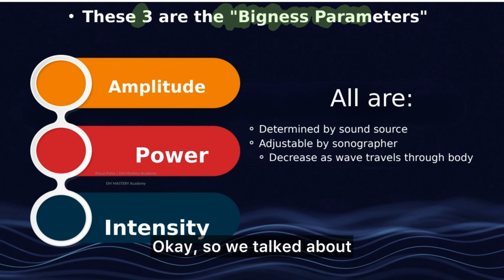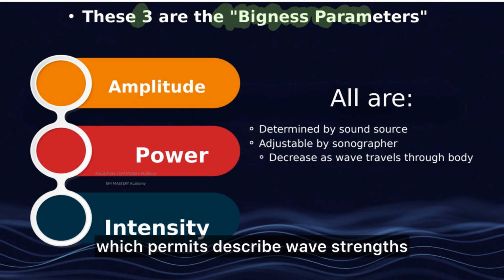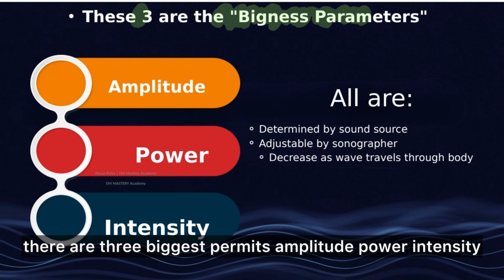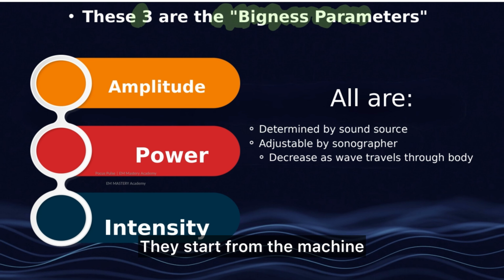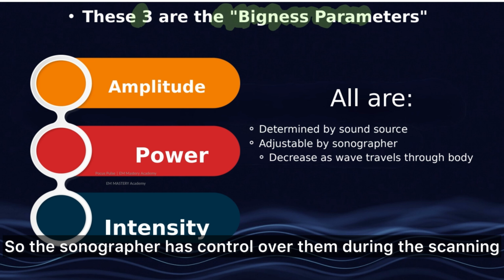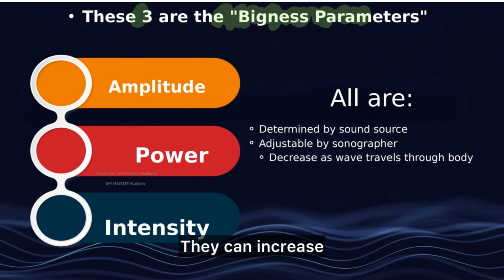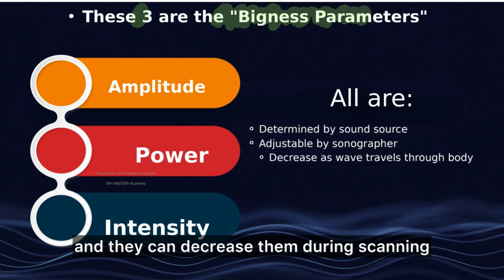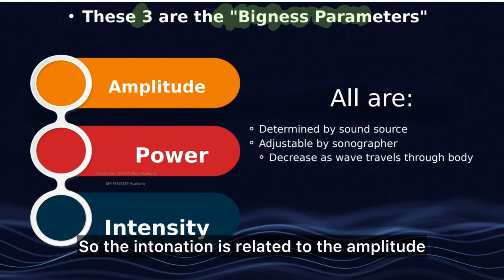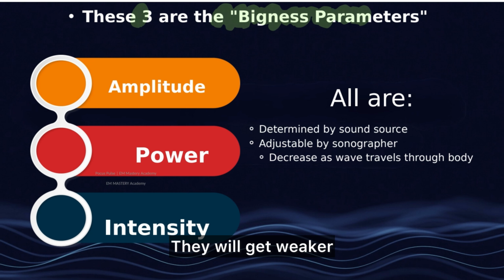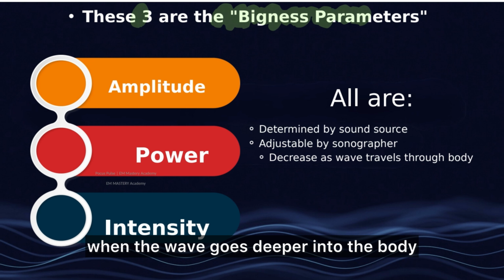Okay, so we talked about which parameters describe wave strength. There are 3 bigness parameters: amplitude, power, intensity. All of them tell us about wave strength. They start from the machine, but we can adjust them. So the sonographer has control over them during the scanning. They can increase and decrease them during scanning. They get weaker as the wave goes deeper into the body.